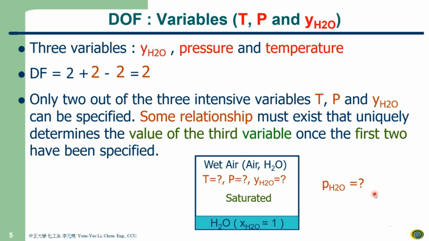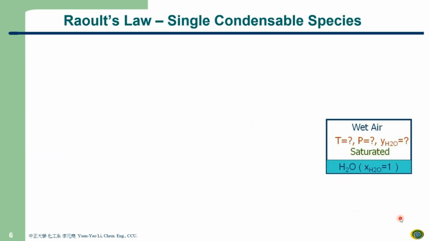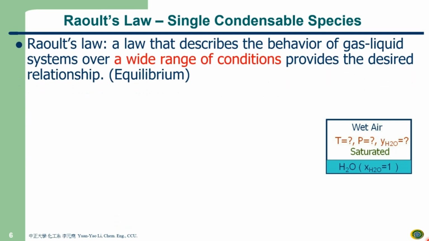Can you get that? Dalton's law. In this section, the things you want to know are only two laws: Raoult's law and Dalton's law. This is Dalton's law, and we learned this in chapter 5. So Raoult's law first, for a single condensable species.